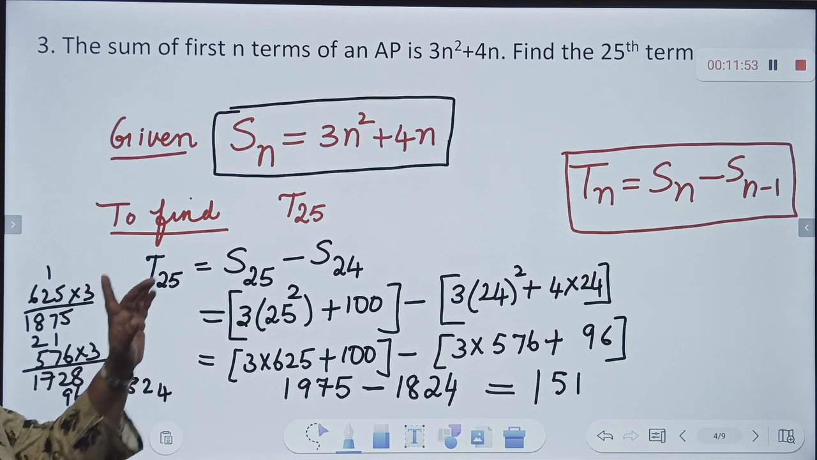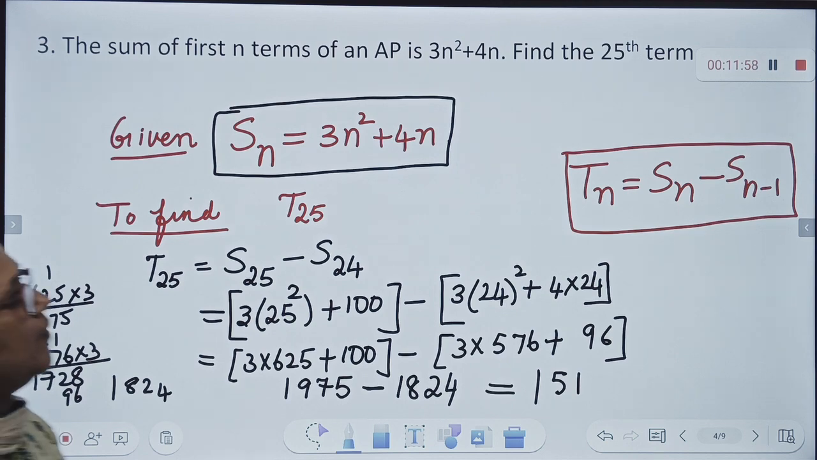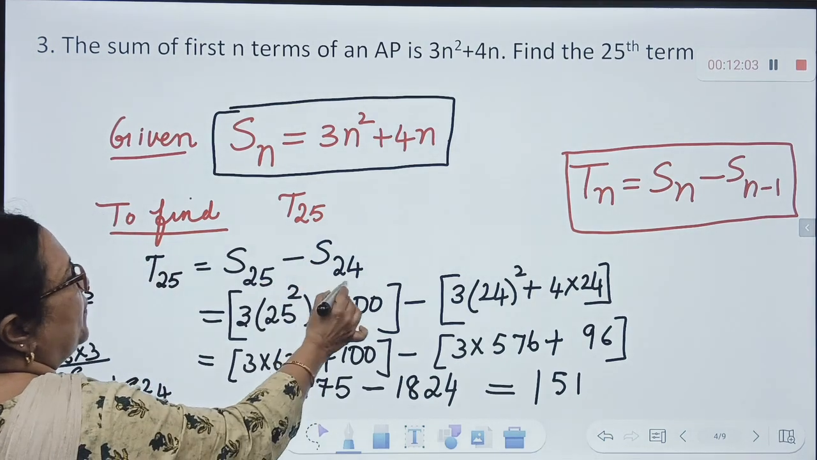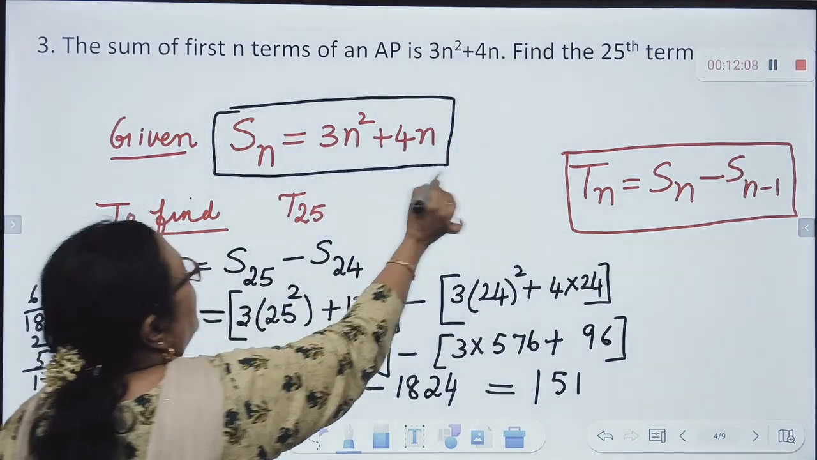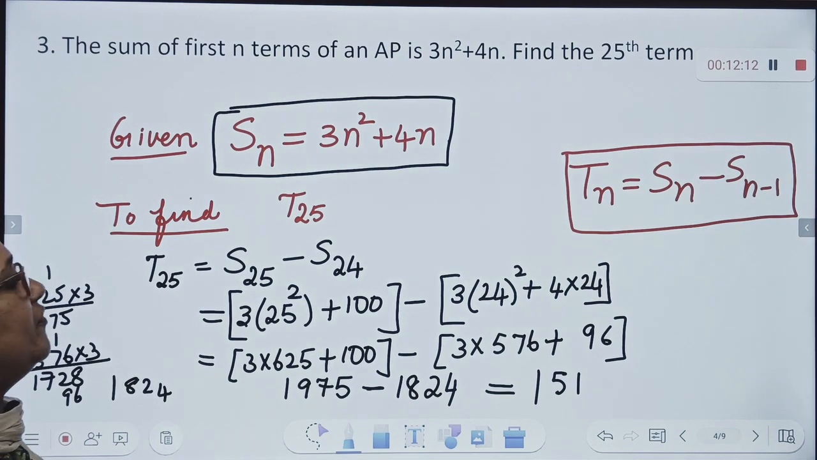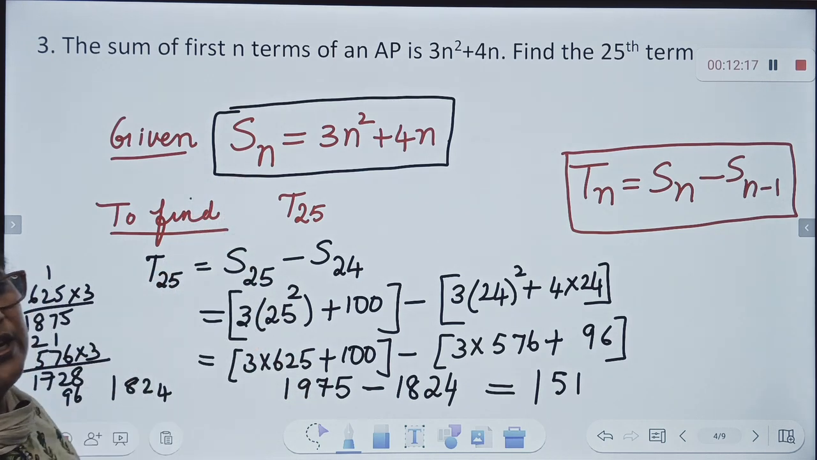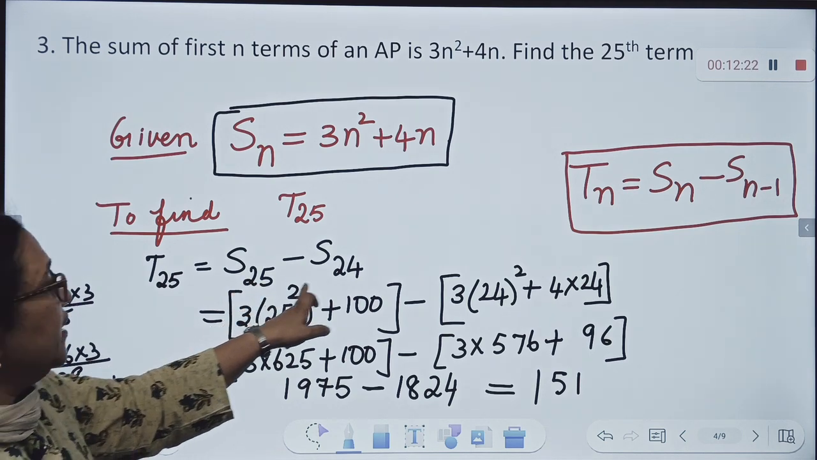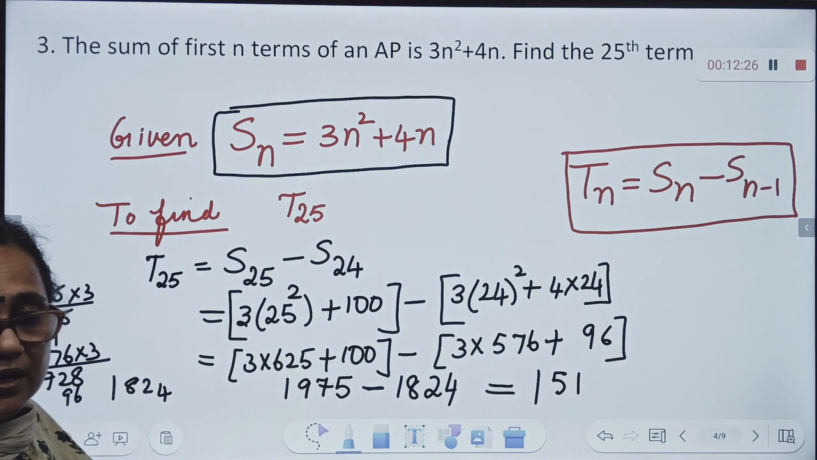Is it clear? So the 25th term, how will you find? Sum up to the 25 terms minus sum up to the 24th term. That is what I have done. S25 minus S24. How do you find sum of any number of terms? You are given the general rule here. Sn equal to 3n square plus 4n. If I want to find the sum of 100 terms, I have to put n equal to 100. If I want to find the sum of the first 5 terms, I have to put n equal to 5. If I want the sum up to 25 terms, I put n equal to 25. If I want the sum up to 24 terms, I put n equal to 24. Is it clear?